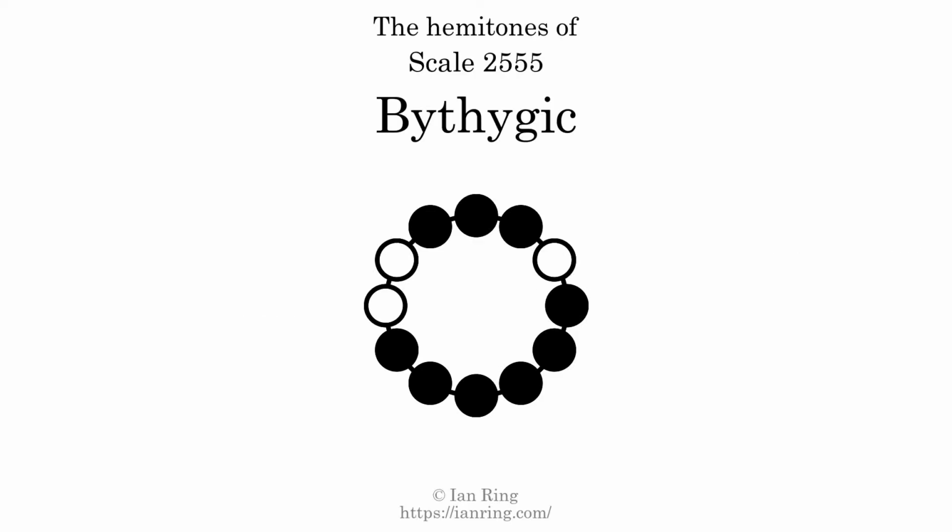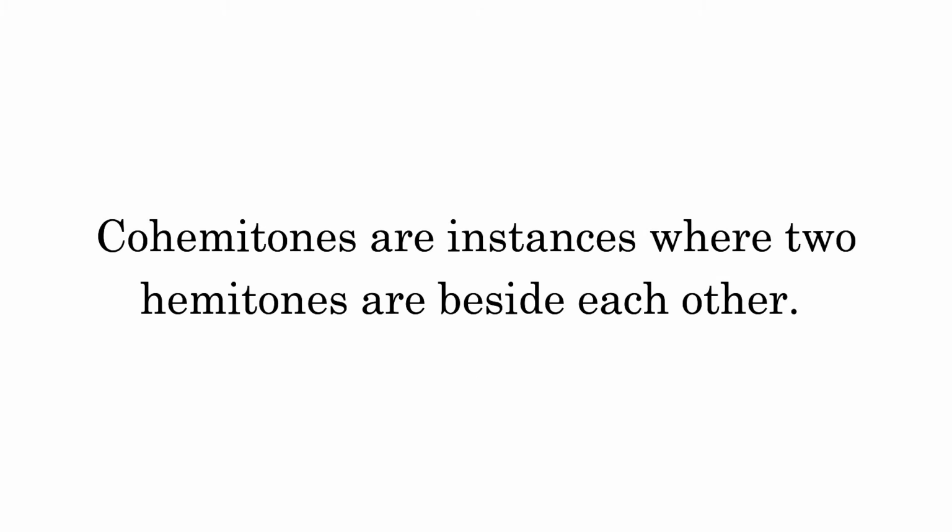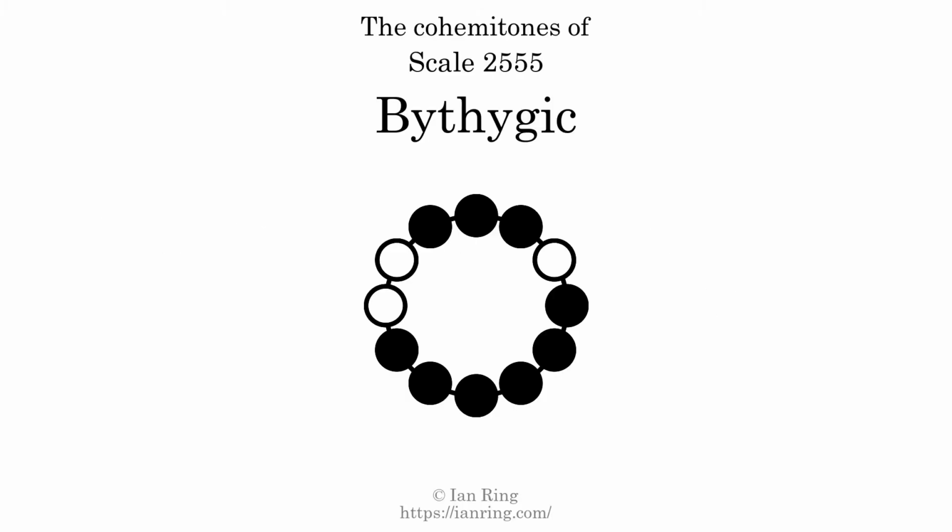This scale has 7 hemitones. They are at positions here, here, here, here, here, here, and here. Cohemitones are instances where two hemitones are beside each other. This scale has 5 cohemitones. They are at positions here, here, here, here, and here.